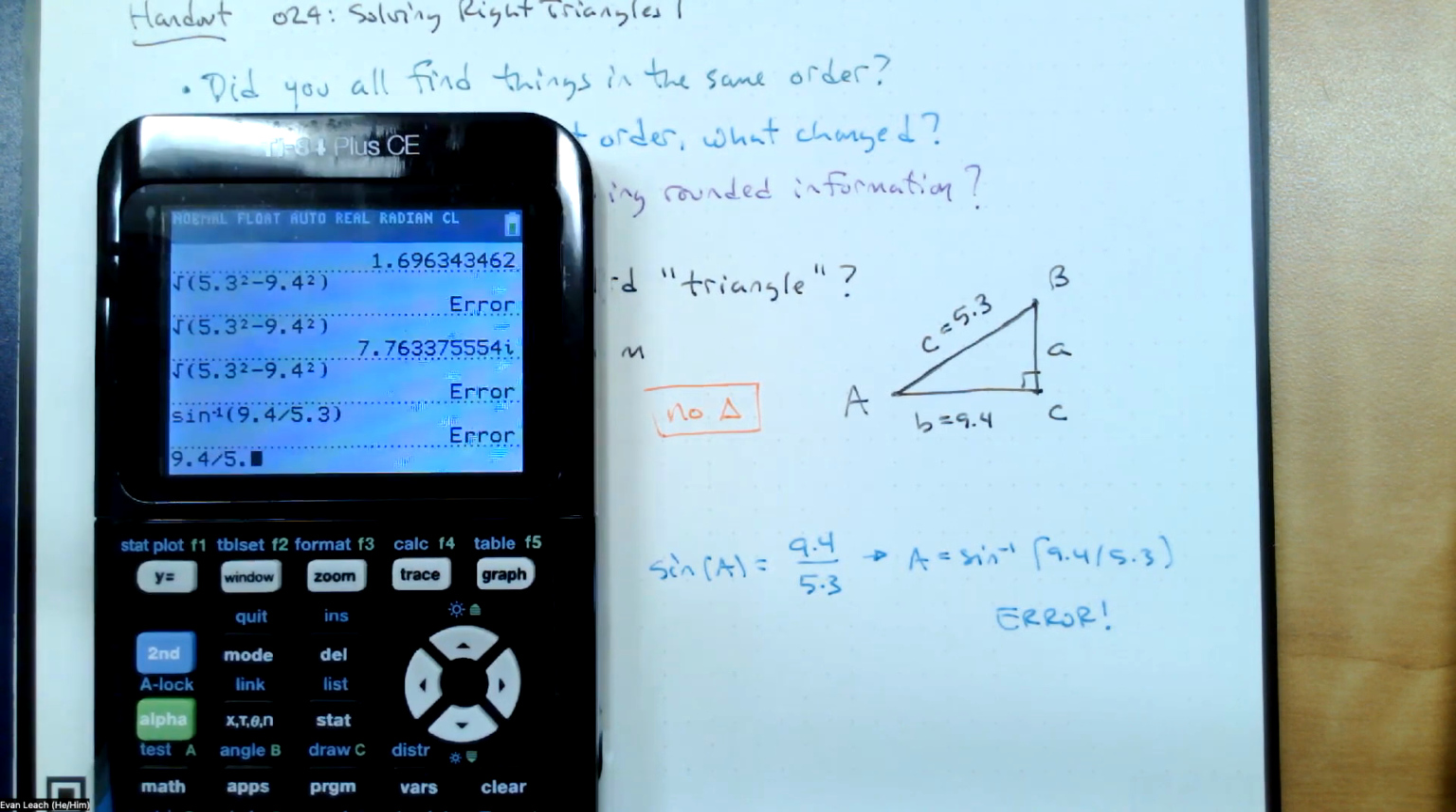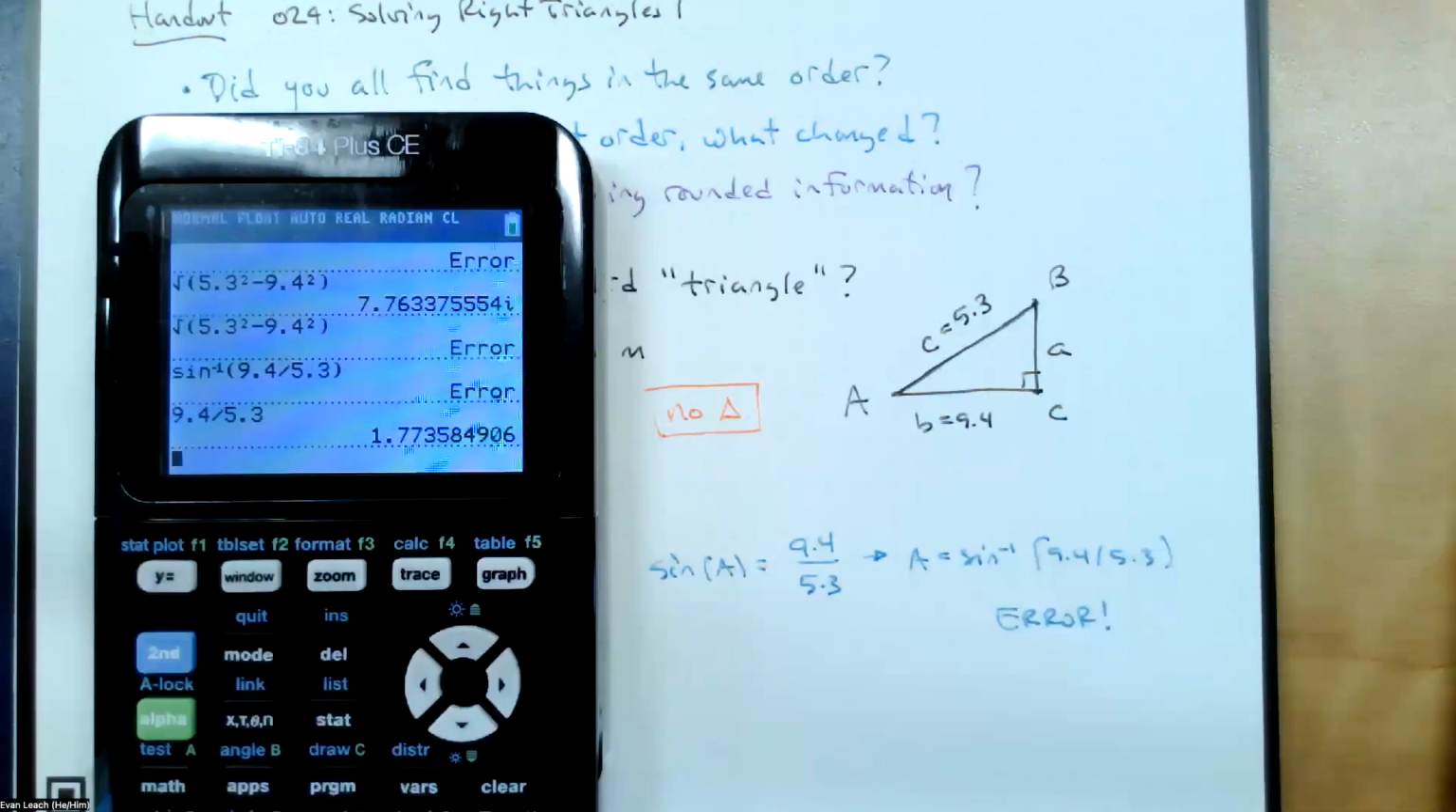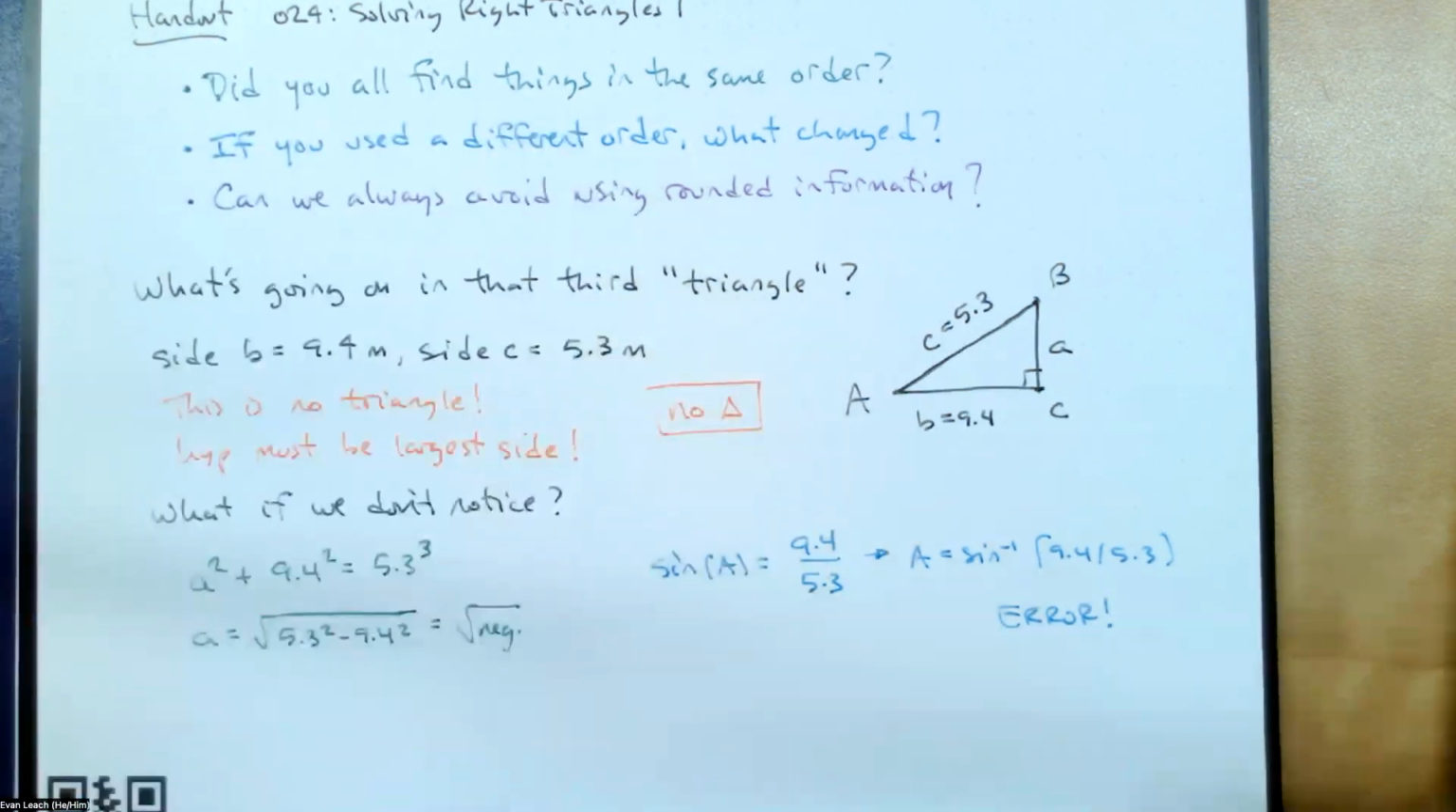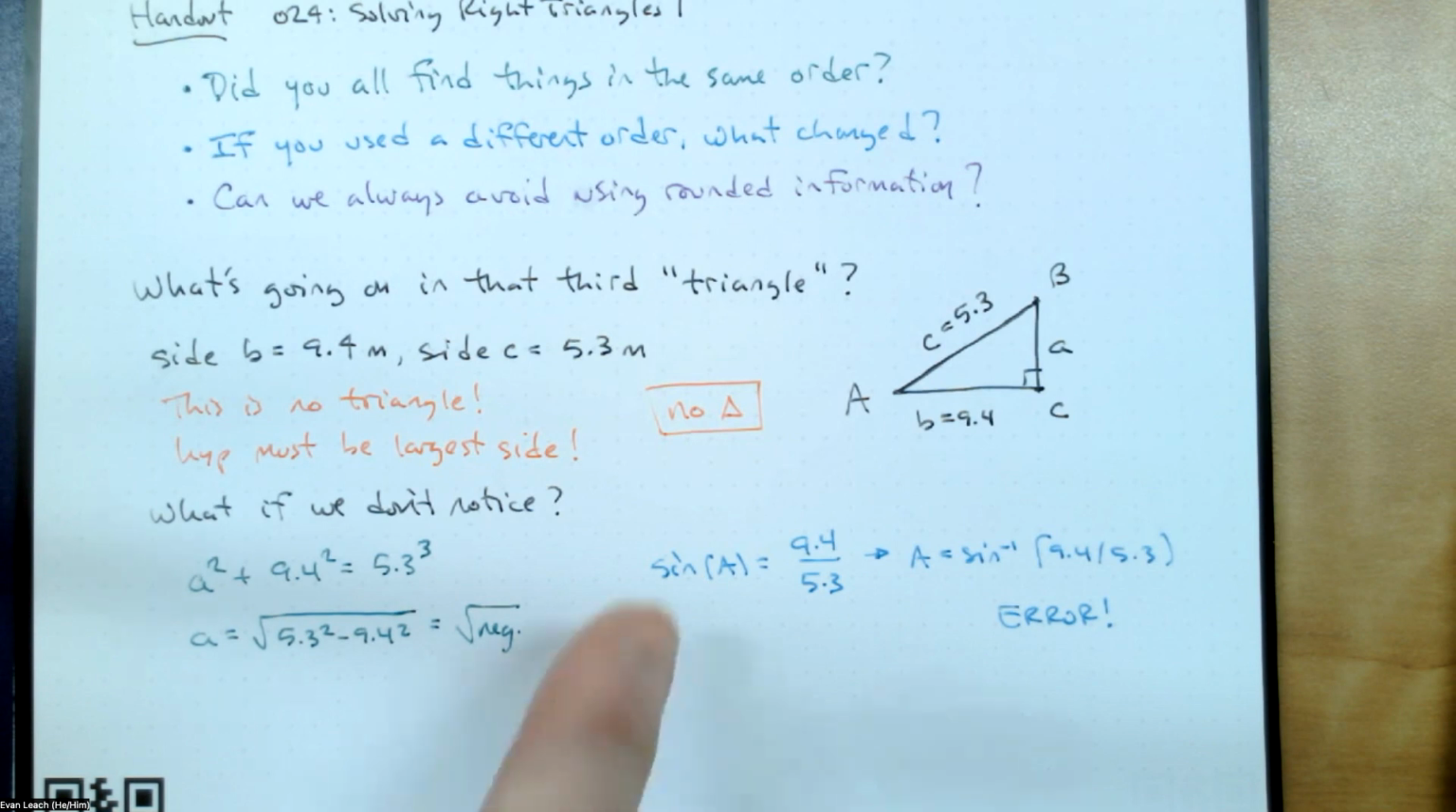9.4 divided by 5.3 is more than 1. This can't be because the adjacent side has to be smaller than the hypotenuse. So the ratio of adjacent divided by hypotenuse has to be less than 1. So if you're getting errors on your calculator, that might mean you're typing things in incorrectly. Type it again. Check your numbers, type it again. Or it might mean that there is no triangle.